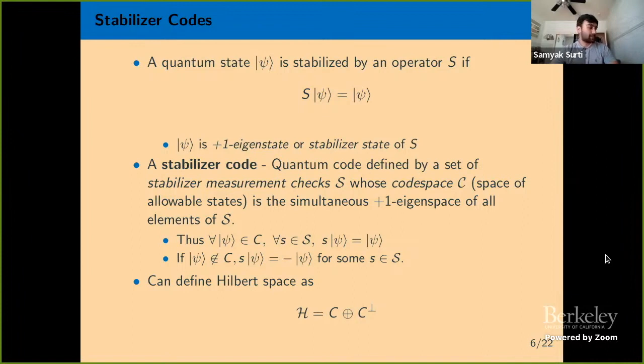And then as such, we can define the Hilbert space of our system as this direct sum of our code space, which again is the set of all allowable states, and this orthogonal component, which is the set of all states that are the -1 eigenstate of at least one of our stabilizer checks.